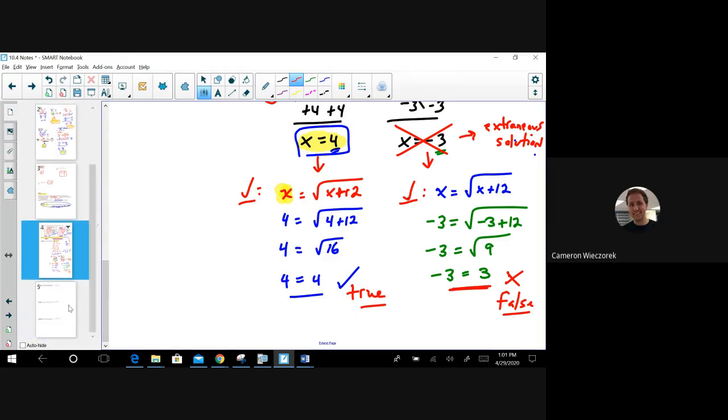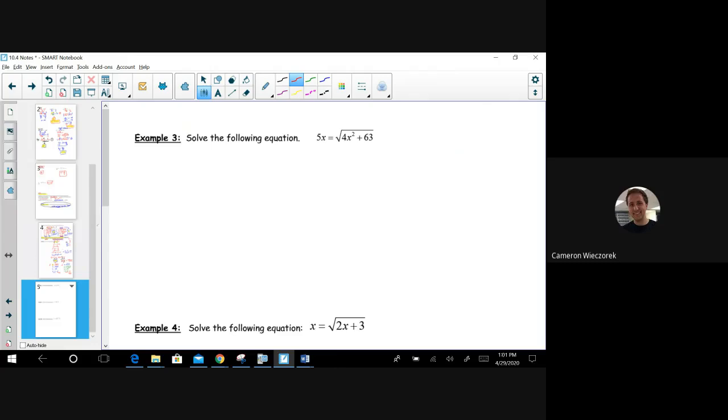All right, last page. Let's try a different one. Solve the following equation. We have 5x equals the square root of 4x squared plus 63. I notice that there's an x on the left side and there's an x squared on the right side. That still counts as a variable. So this is probably going to be a problem where I might get an extraneous solution. I'm going to have to check. My guess is I'm going to get 2 answers.